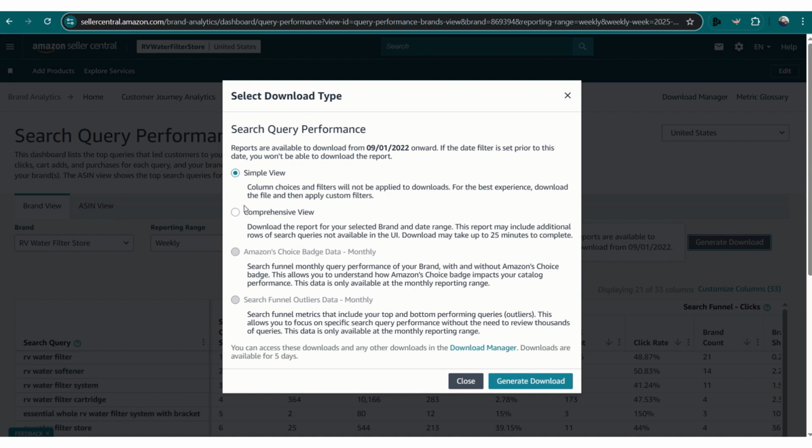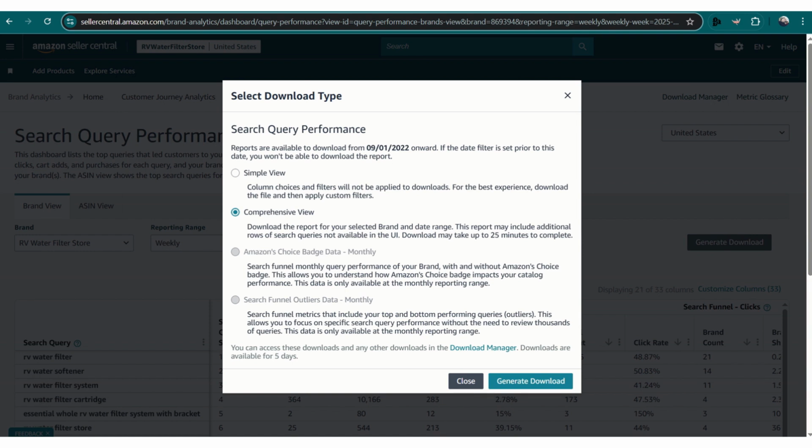Within the comprehensive download, an important column to analyze is the median price. This metric reflects the typical price point of products purchased under a specific keyword. For instance, if a keyword's median price is $35 and a seller's product is priced at $90, targeting that keyword may lead to poor conversions and inefficient ad spend. Aligning keyword selection with appropriate price ranges ensures better audience product fit.